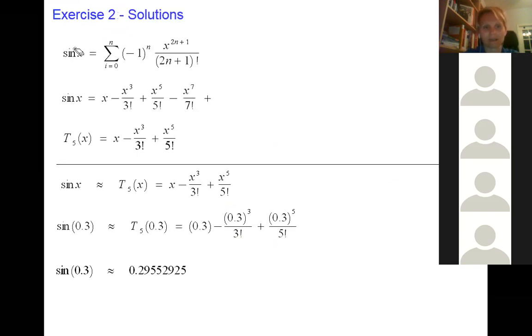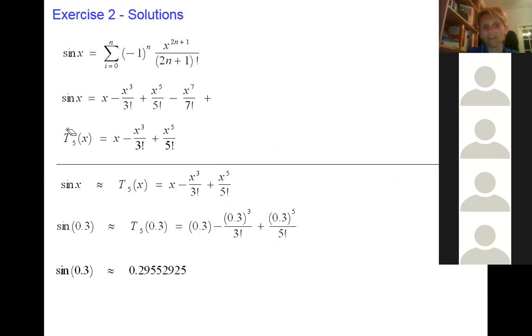Let's see. Sine of x, that's our formula. Remember, we have to know this formula. And then sine of x, the same thing, but in expanded form. If I put 0 instead of n, you will get this x. If we put 1 instead of n, we will get this, then 2, 3, 4.